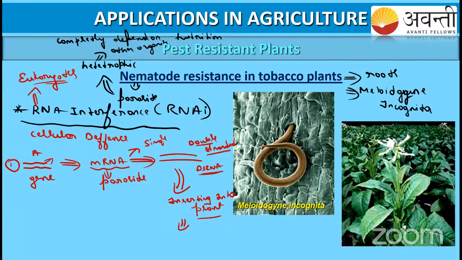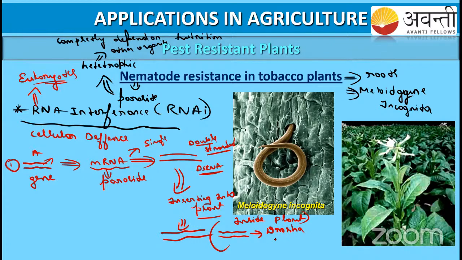Whenever this double-stranded RNA comes inside the body, the cell starts to break down that RNA. This double-stranded RNA is now inside the plant. There are some enzymes, and we call that enzyme Drosha. We have given the name Drosha to the enzyme.